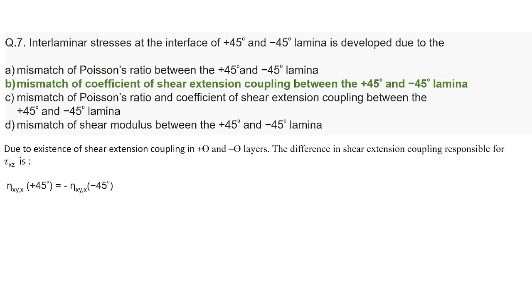As you can see, we found that the shear extension coupling for plus theta and minus theta layers are equal but opposite to each other. That is, one is positive and other will be negative, which are going in opposite directions. Because of that, it will cause stress in both the laminas, as both the laminas will have shear stress moving opposite to each other, which will cause interlaminar stresses. So there is a mismatch of coefficient of shear extension coupling. This is the reason because of which the stresses are developed between positive and negative theta laminas.